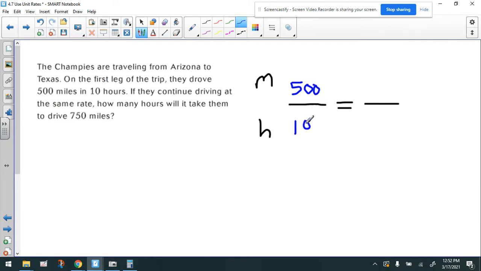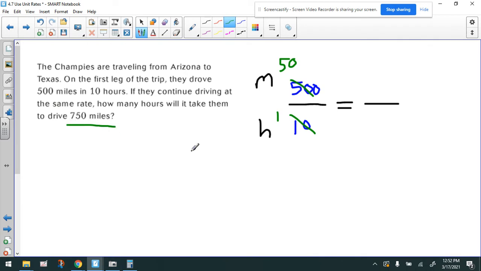All right, now the first thing we should do is explore whether or not this ratio can be simplified to a unit rate, and it can. And how would we do that? Divide both of these by 10. So if we do this divided by 10, we get 1. And if we do this divided by 10, we get 50. So as a unit rate, it's a 50 to 1 ratio.